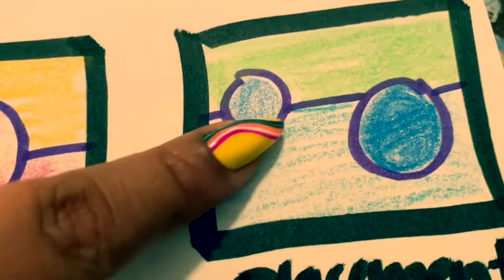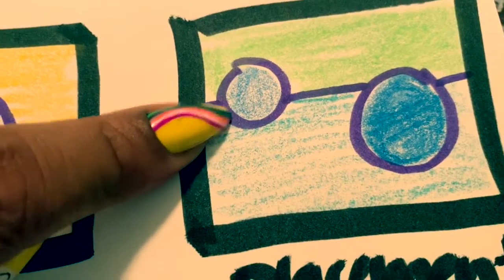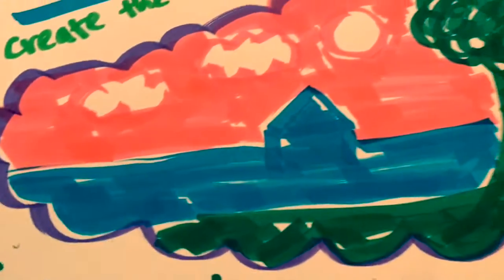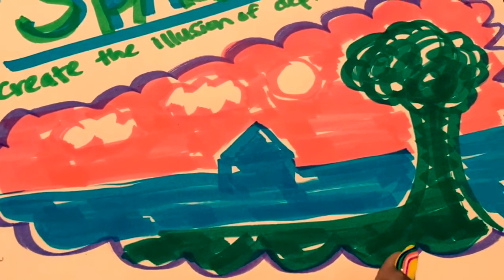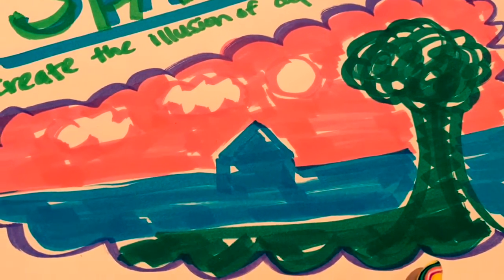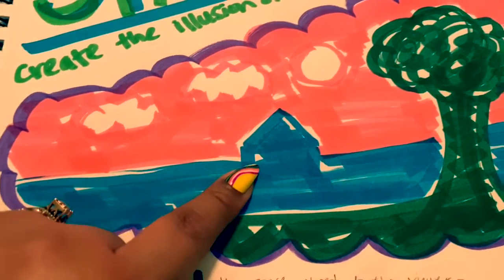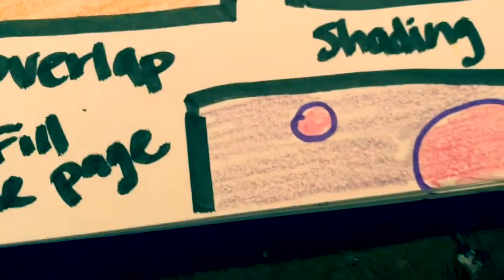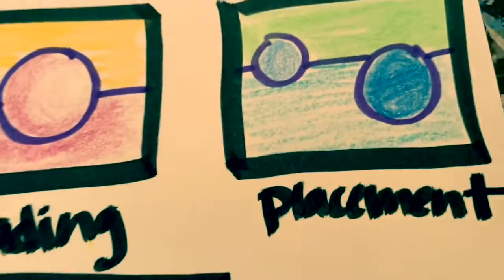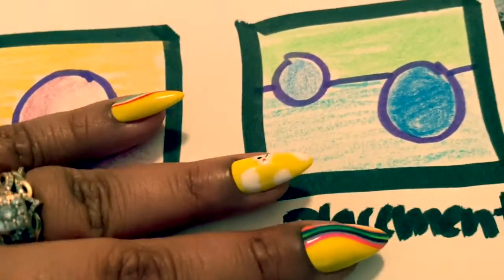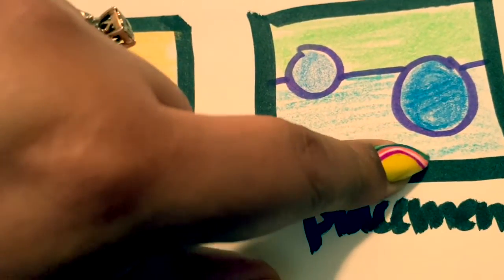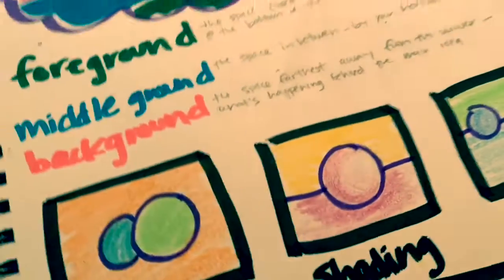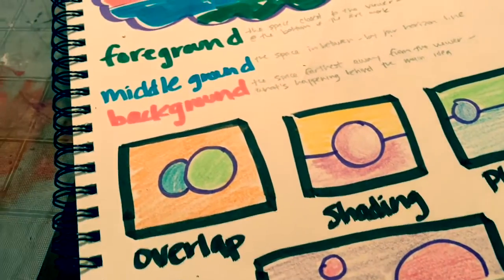Right here, you see the circle that's in the back is a lot smaller than the circle in the front. Same way with this tree right here. The tree is closer to us, the viewer, so it's bigger than the house back here in the middle ground. So again, size is important in placement too. You're going to place things that are closer down at the bottom of your artwork, and things that are further away to the back.